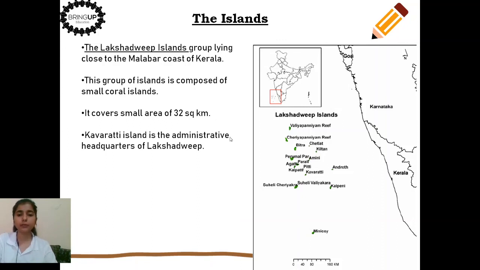Kavaratti Island is the administrative headquarters of Lakshadweep. So we'll find Kavaratti. Here it is. So it is the administrative headquarters of Lakshadweep. That is, it controls all the other islands from here. Okay, this was all of Lakshadweep Island.